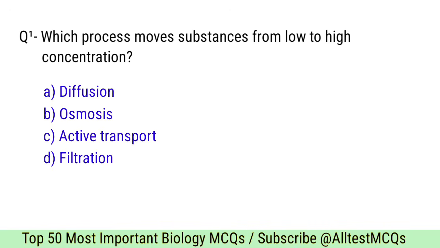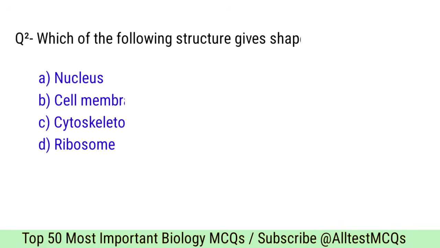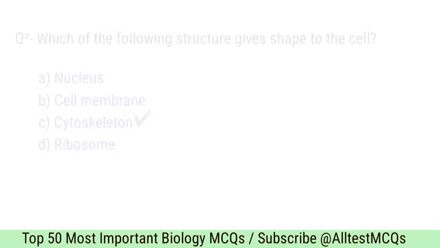Question number 1. Which process moves substances from low to high concentration? Correct option is C. Active transport. Question number 2. Which of the following structure gives shape to the cell? Correct option is C. Cytoskeleton.